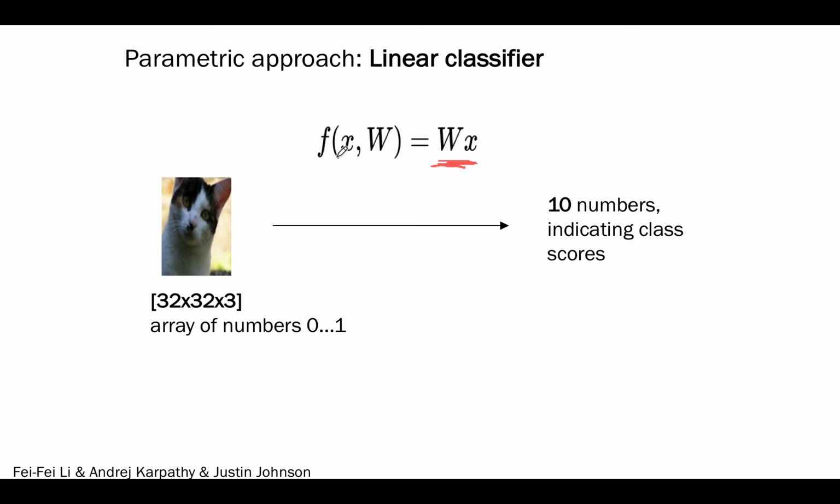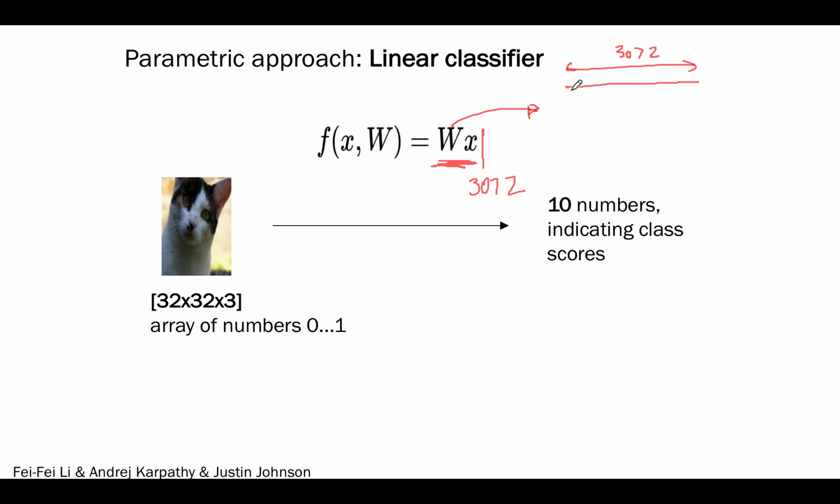PCA. It's a change of basis in a sense. Okay, what's going to be the dimension of this W? Because I have 10 classes. So the first row is the learned weights for category 1. What's the dimensionality of X, by the way? It's 3072, which means the number of columns in W must be 3072. Otherwise, matrix multiplication is not going to work.